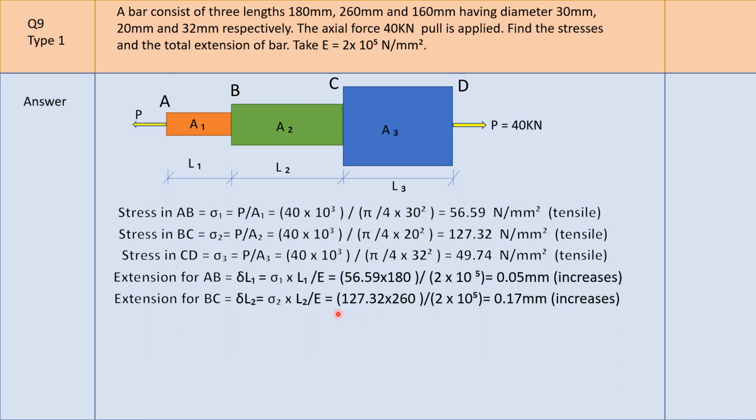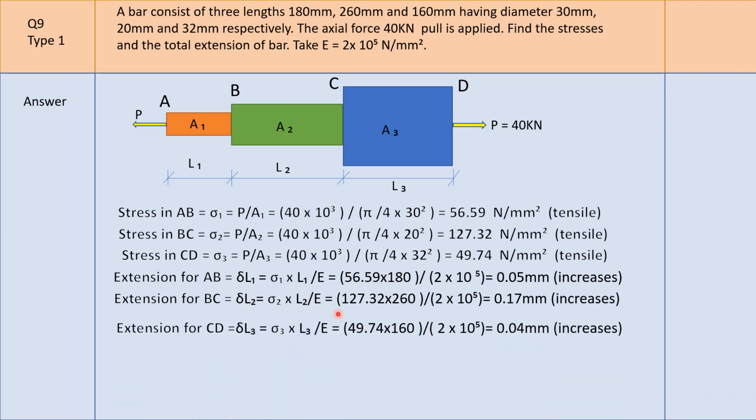So take the calculators in your hand and bracket open, then 127.32 into 260 bracket close divided by bracket open 2 exponential 5 bracket close is equal to, you will get the answer in your calculator, 0.17 mm decreases.